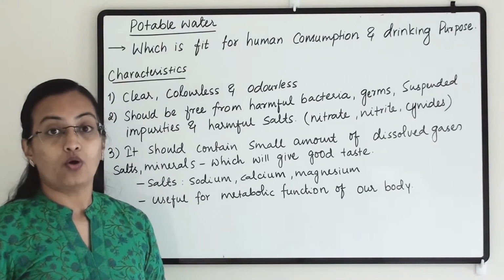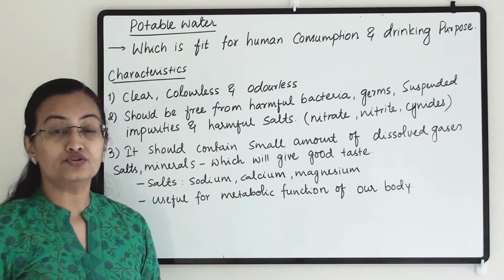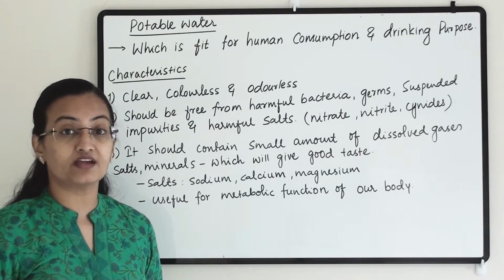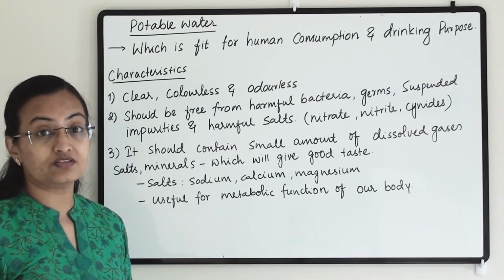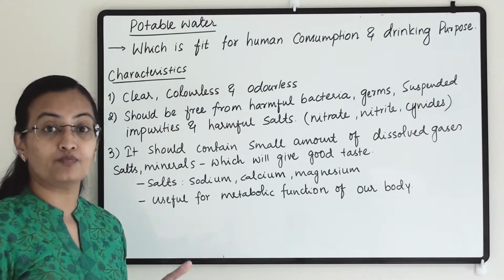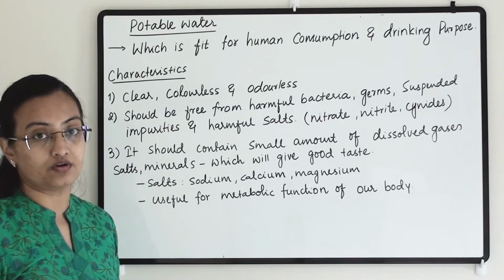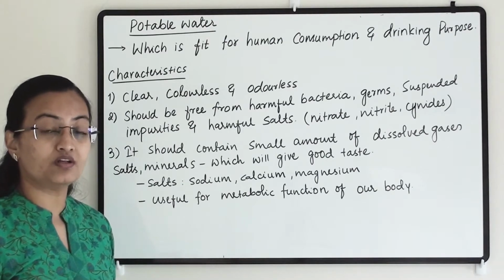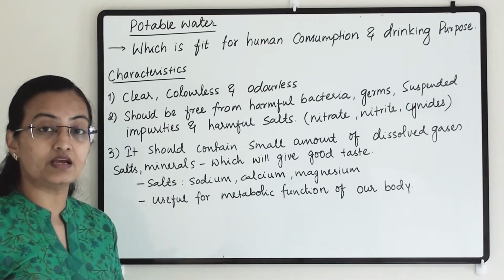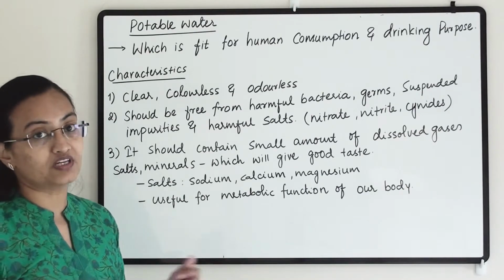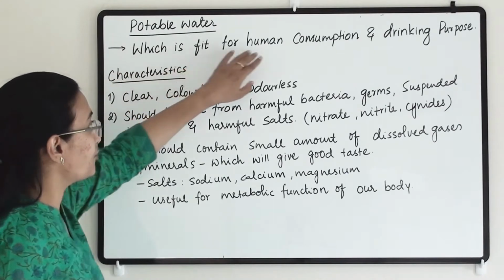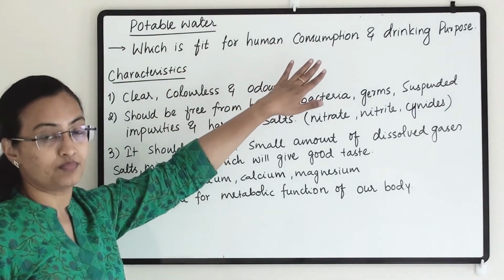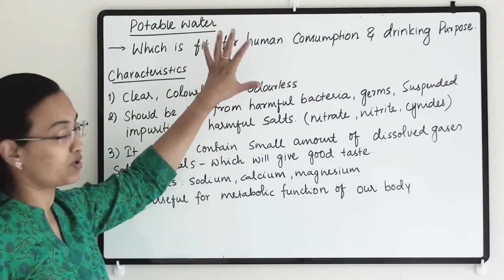Potable water is the water which we use for our routine life and for drinking purposes. Here we are going to study the characteristic properties and qualities of potable water or drinking water. What qualities will make water drinkable and good for consumption? So what is potable water? Water which is fit for human consumption and drinking purposes is known as potable water.